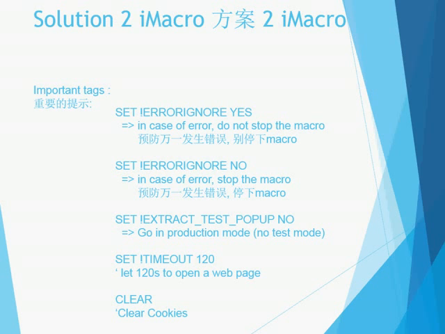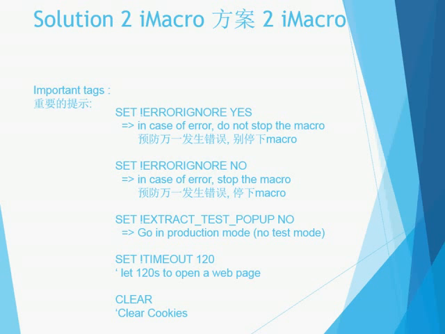And set error in your no. It means if there is any problem, you stop. Don't keep on if there is a problem. I recommend more to use error in your yes. Like this, you can go to bed and it will work for the entire night. The second one is set extract test up pop-up no, which means now it's in production mode. Do not show me what you're doing. Do it. Don't stop every 10 seconds or every 5 seconds to say yes, I've done this. It's working, you see. Keep on.